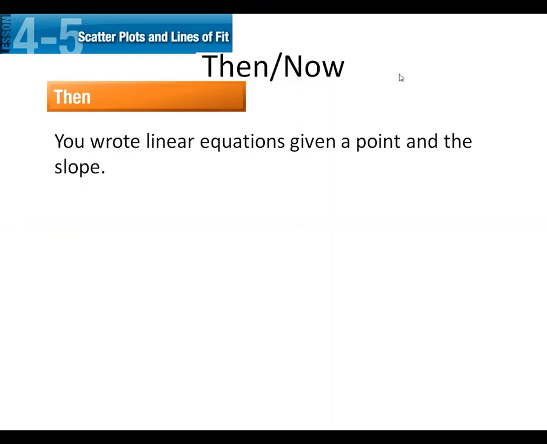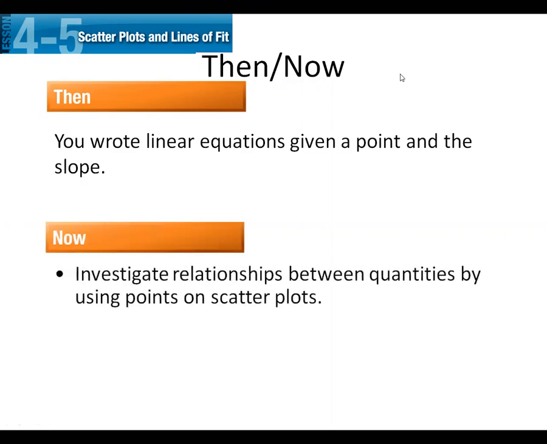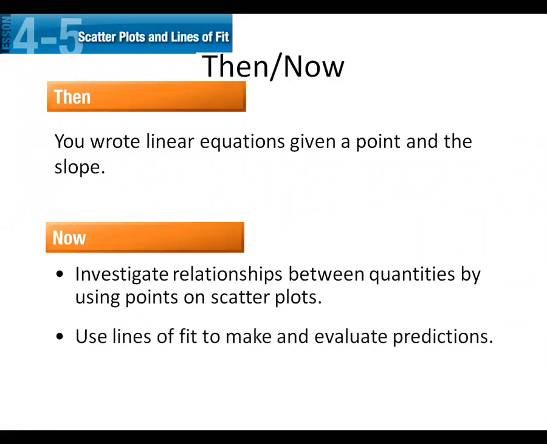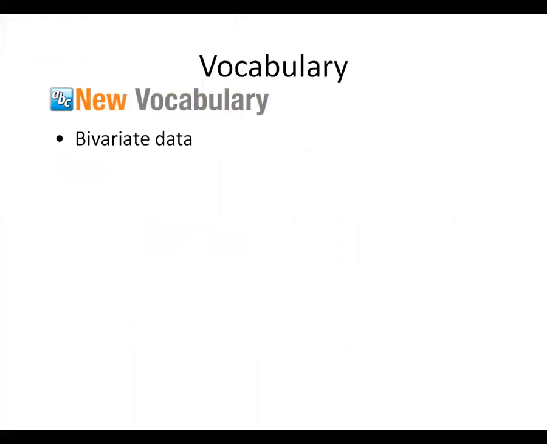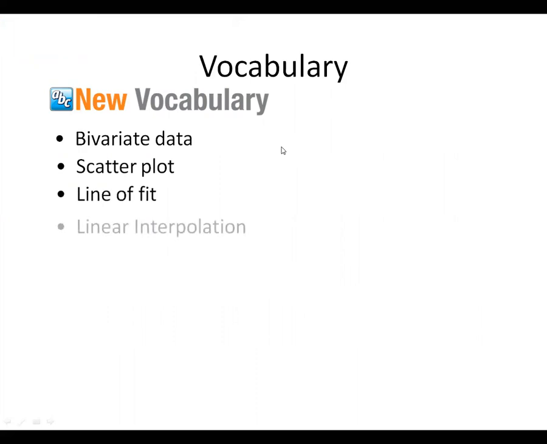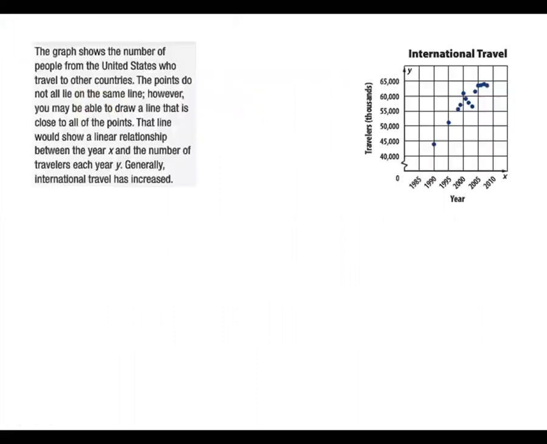So now we're going to apply that information, and we're going to investigate relationships between quantities by using points on scatter plots. We'll talk about what all that means and use lines of fit to make and evaluate predictions. So some of the new vocabulary that you'll see is bivariate data, scatter plot, line of fit, and linear interpolation. So this is just like an example here.